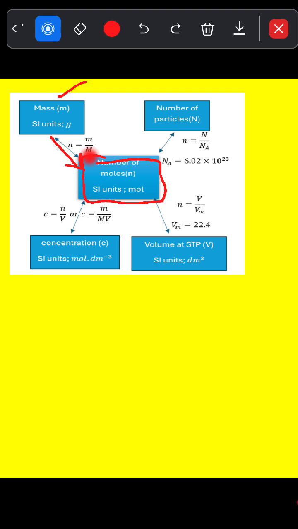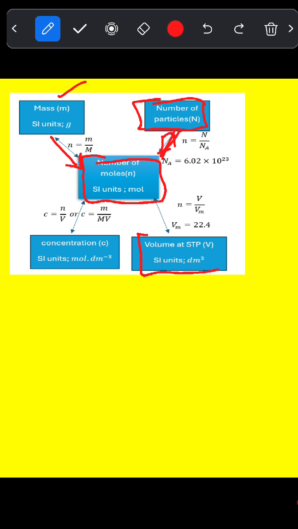Now, particles, number of particles. If you're given number of particles, you should be able to change them into number of moles. Or to get number of particles, you must have the number of moles. So number of moles is connected to each and everything that is happening here. You can't do anything without number of moles.